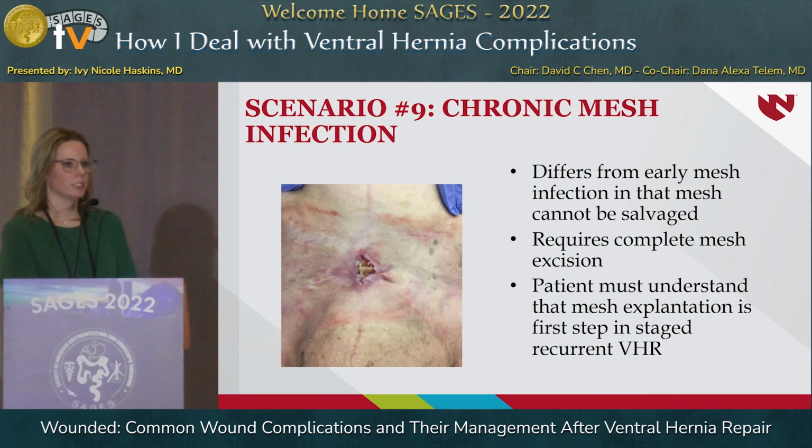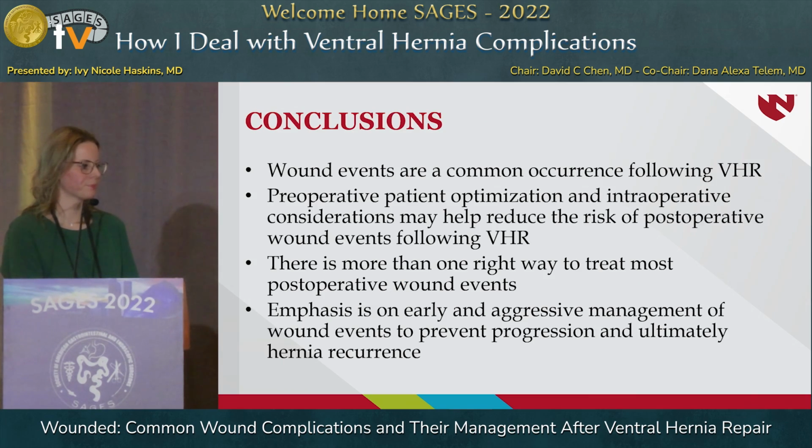So chronic mesh infection differs a little bit from an early mesh infection in that the mesh itself cannot be salvaged. It requires complete excision of the mesh. And the patient must understand that when you excise the mesh, you're ultimately leaving them with a recurrence of their hernia, which will be repaired in a staged fashion once the infection is gone.